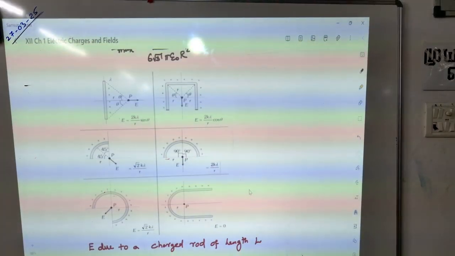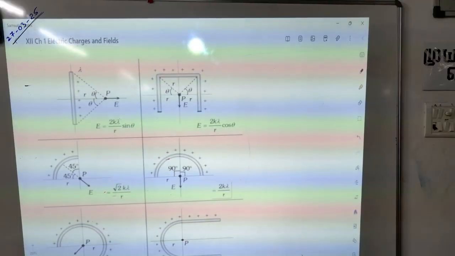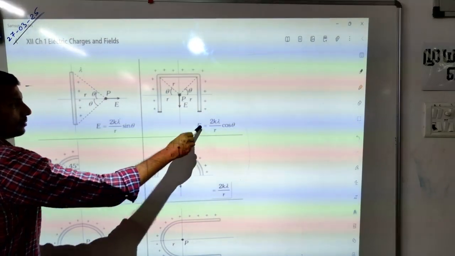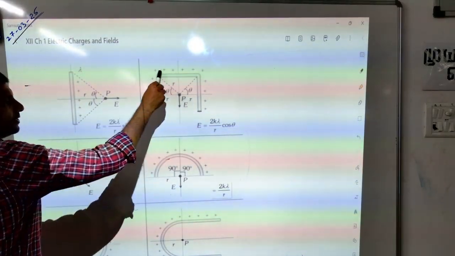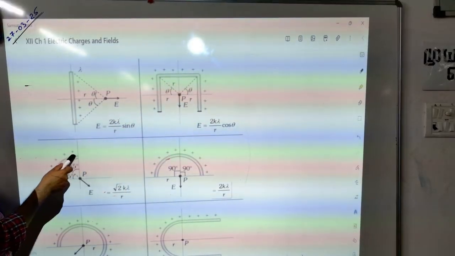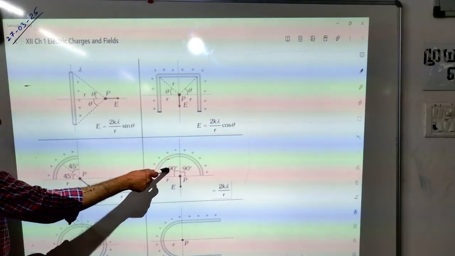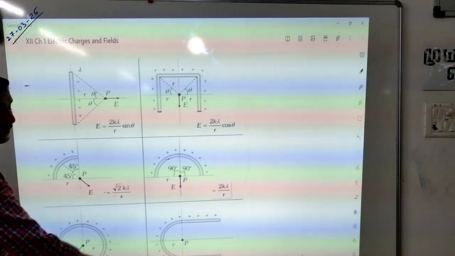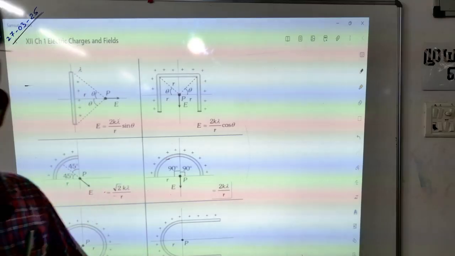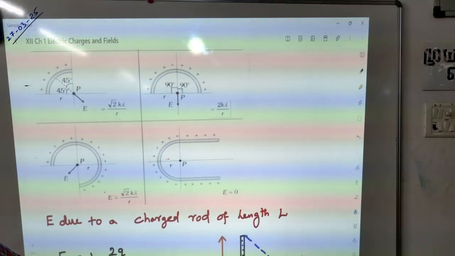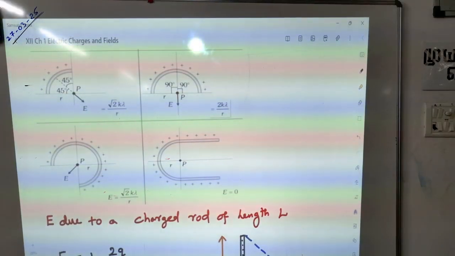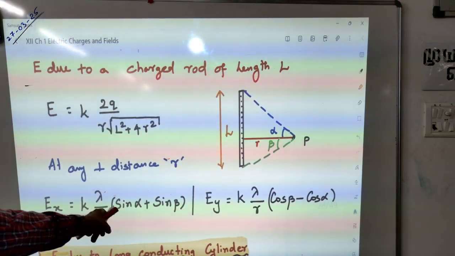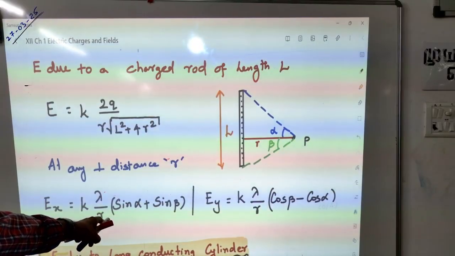So for different shapes I have given. For a fixed length of rod, a bent rod in the form of this kind of L, and only a quarter portion of a circle, half of a circle, 3/4 of a circle, and an extended rod. So for all these cases, I have given the formula. Got it? So for the rod, I have shown the derivation. They're all extra information.